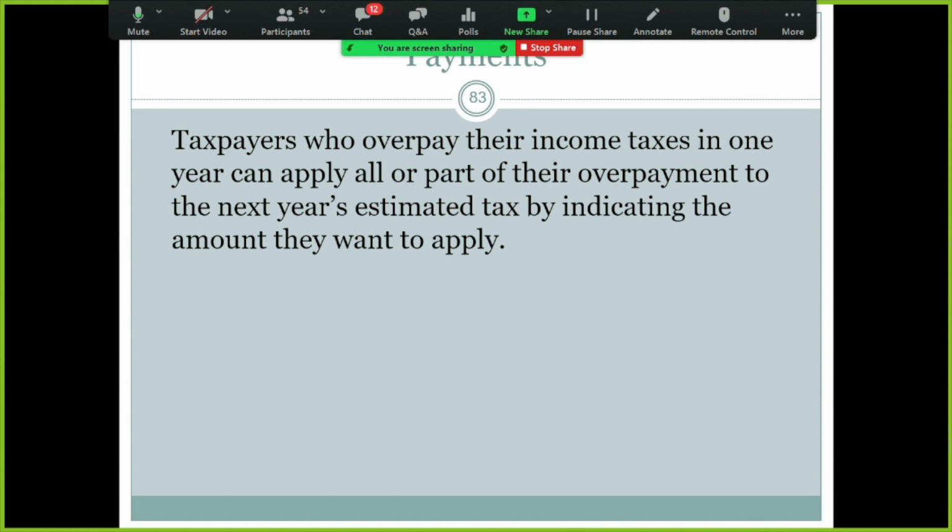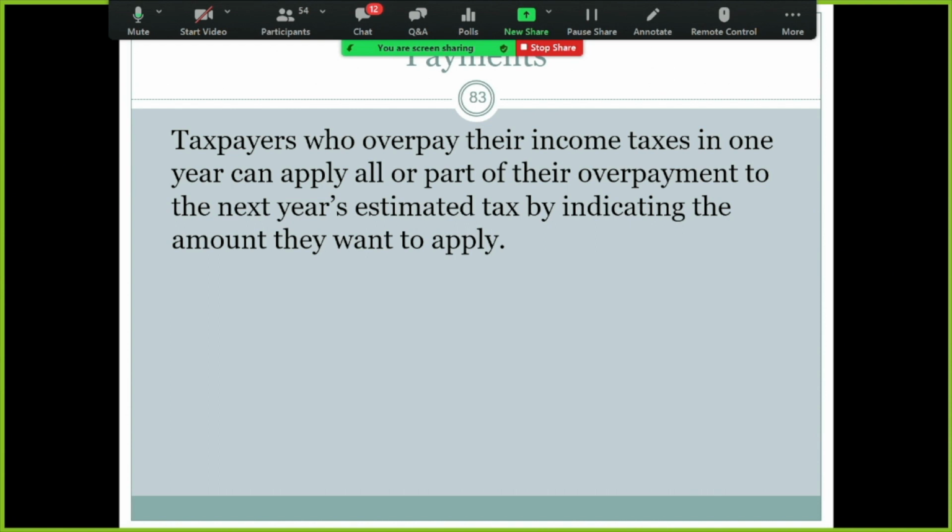So we can then ask them, of the $500, what amount would they like to roll over? If they want to do the entire $500, we can indicate that on the tax return. Or if they want, let's say, maybe $400, we can indicate that in TaxSlayer as well. And then that means the additional $100 they will receive as a refund to themselves. So $400 goes as an estimated tax payment, and then $100 will be issued to them as a refund.